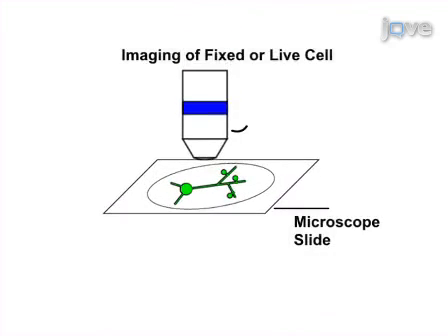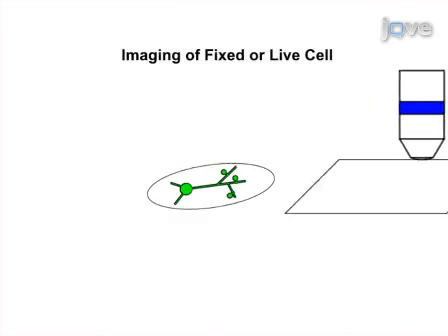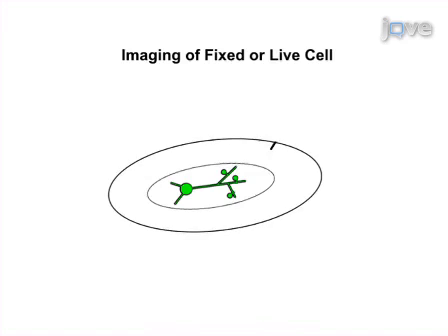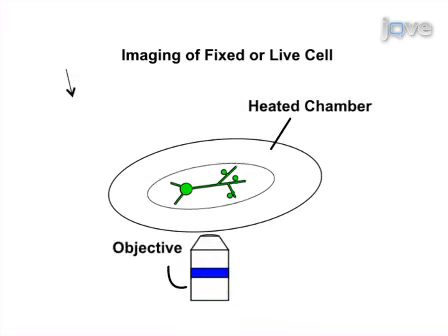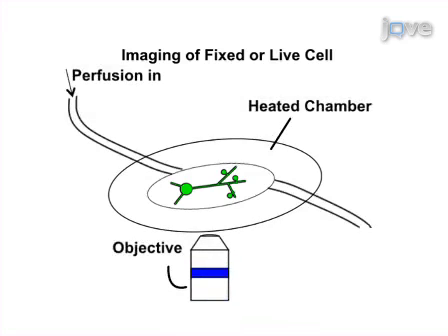Next, Z-series images of fixed cells or images of live cells taken at specific time points are acquired using a confocal microscope. Detailed measurements of dendritic spine morphology can be made from 2D projections of Z-series images.